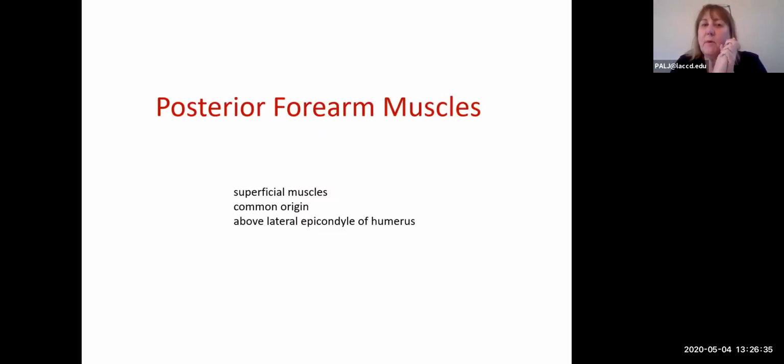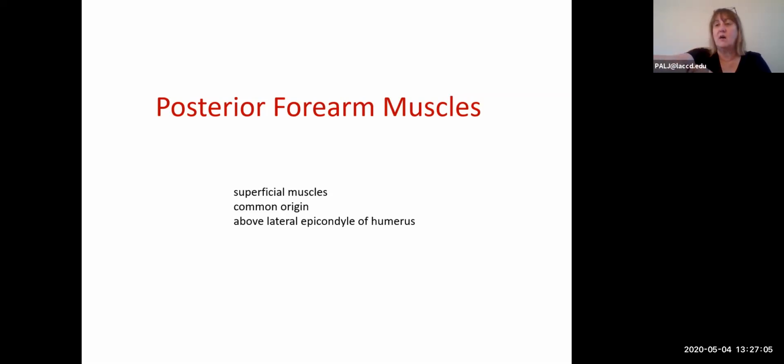Welcome back. In this part, we are going to finish our muscles of the upper extremity muscles and structures. And by finishing, we are going to do all the posterior forearm muscles. So the muscles that we are going to attack first are superficial muscles. And in fact, almost everything we're going to do is going to be a superficial muscle. And for the majority of these superficial muscles that we're going to be starting with, they share a common origin.